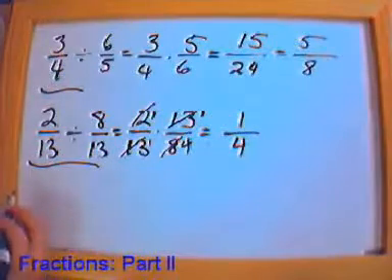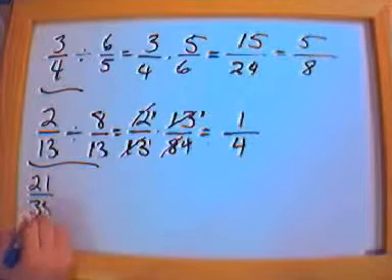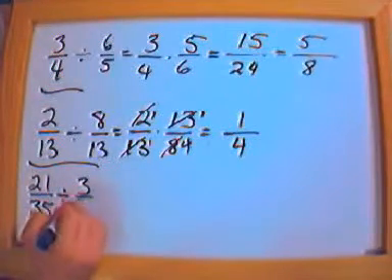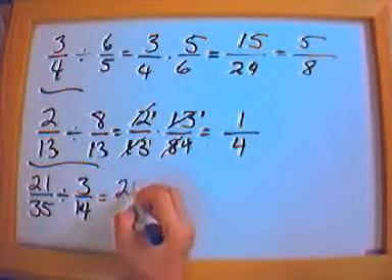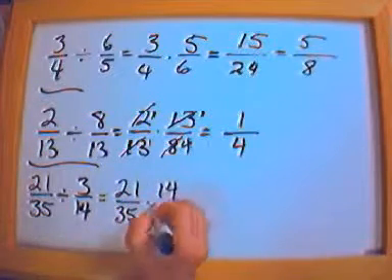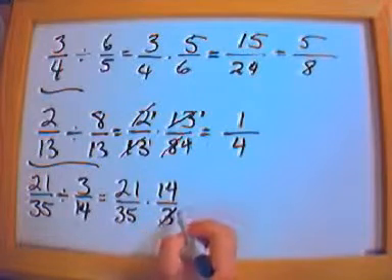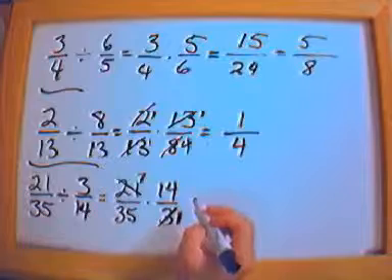Okay, the next problem that we're going to do is 21 over 35 divided by 3 over 14, which turns into 21 over 35 times 14 over 3. And I notice right away I can simplify this. 3 divided by 3 is 1. 21 divided by 3 is 7.